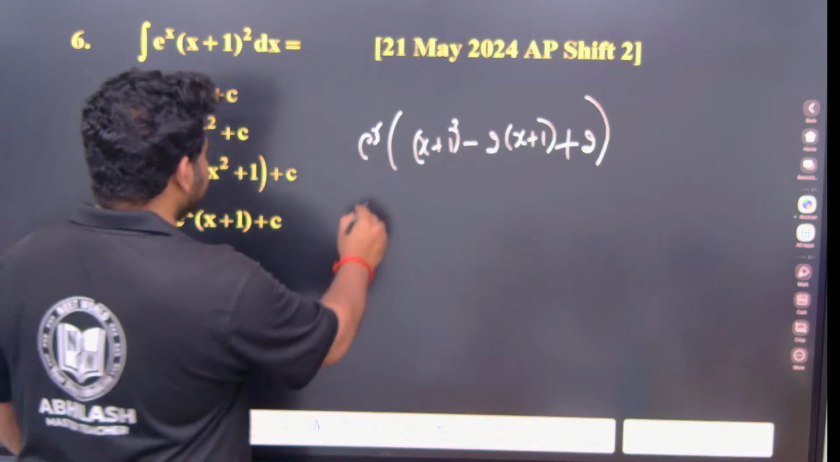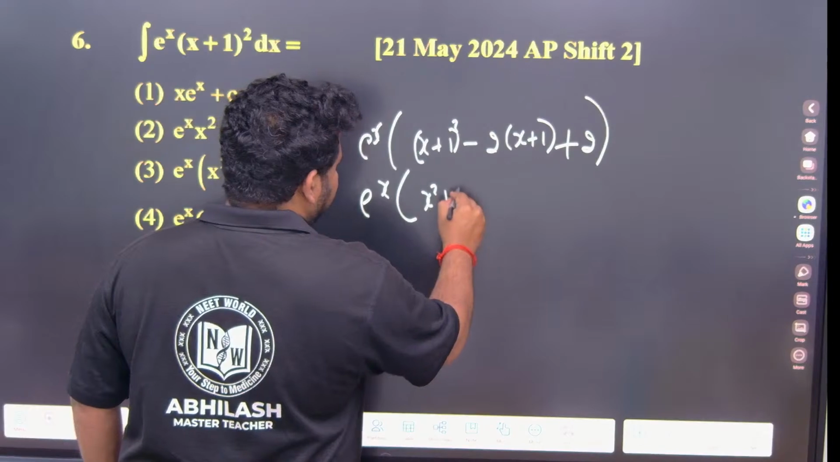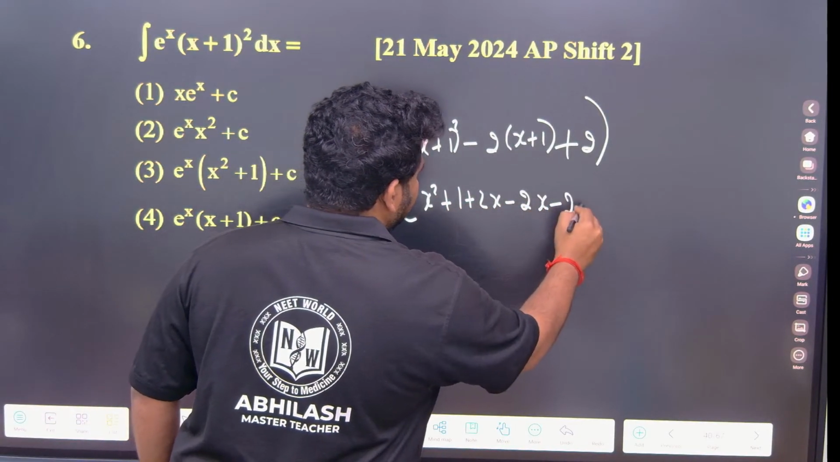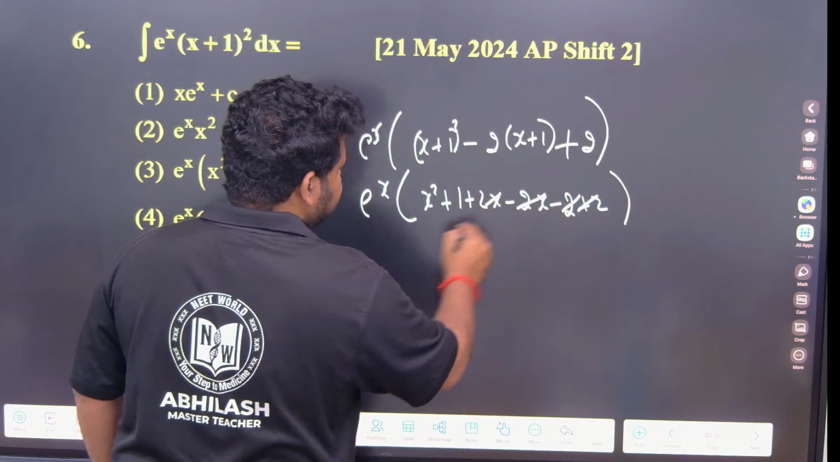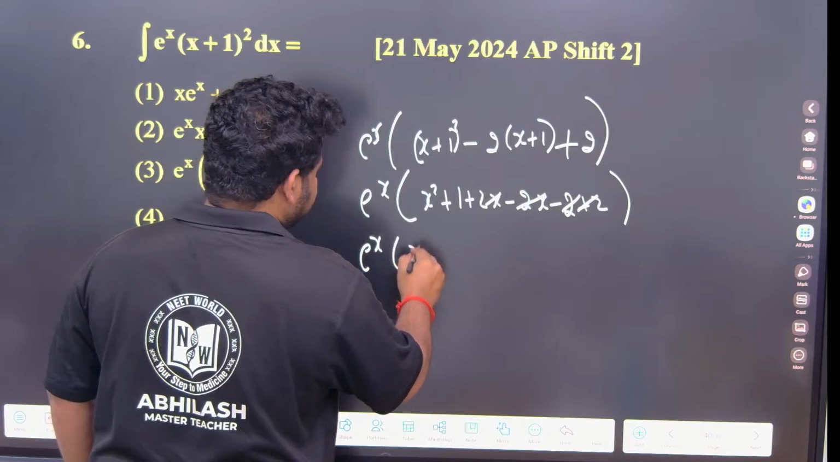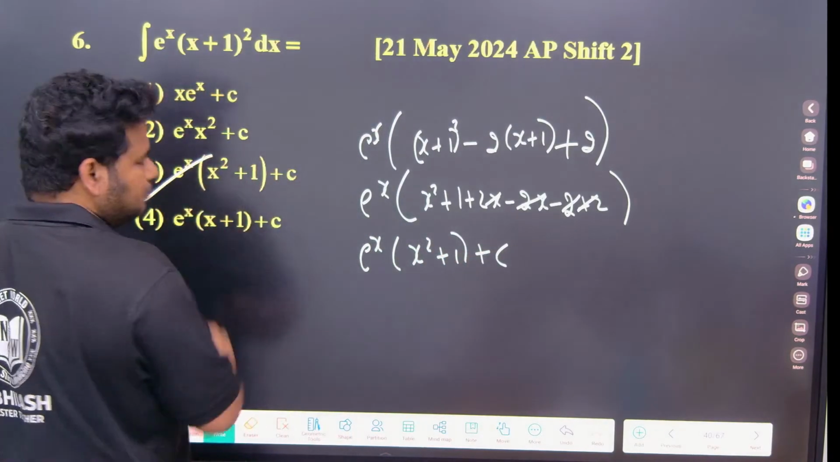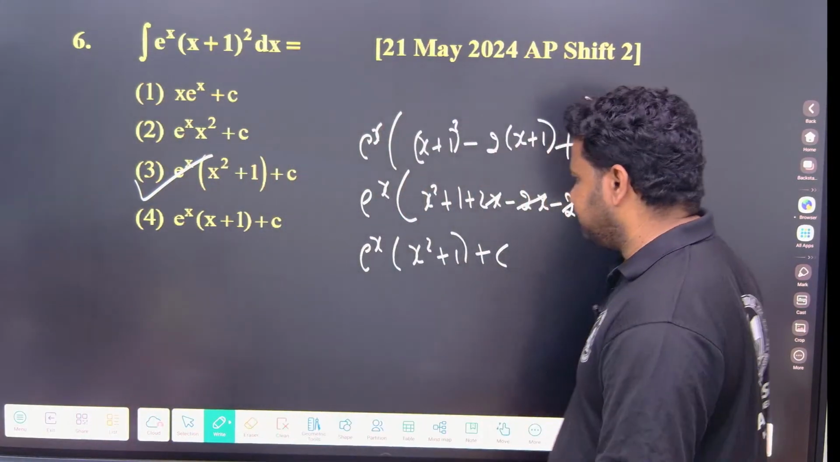So, further simplify it. (x plus 1) whole square is what? x square plus 1 plus 2x, minus 2x, minus 2, plus 2. Minus 2 plus 2 cancel, plus 2x minus 2x cancel. We'll have e^x times (x square plus 1) plus c. So that is the third option. Simple, directly by this method we will be able to solve.